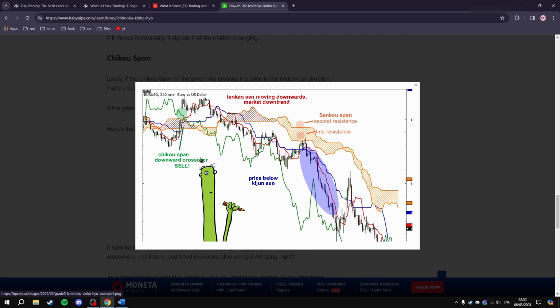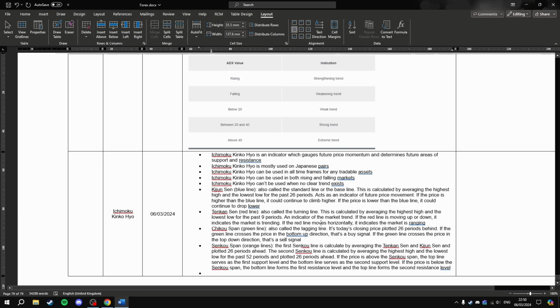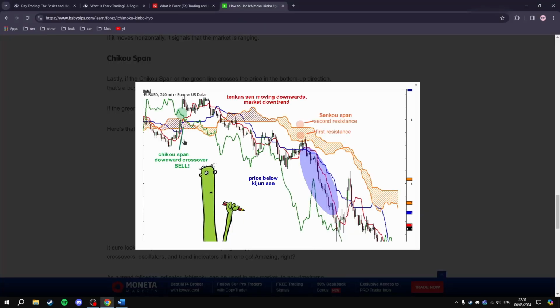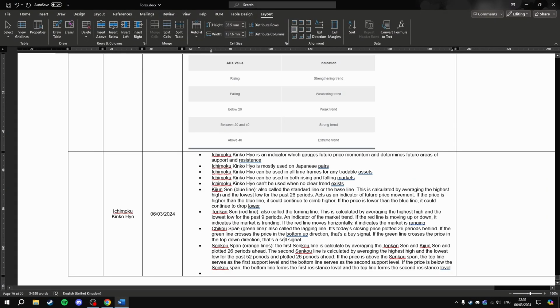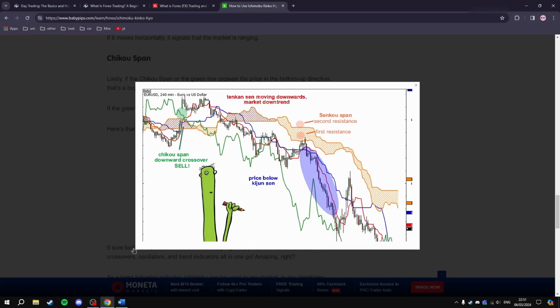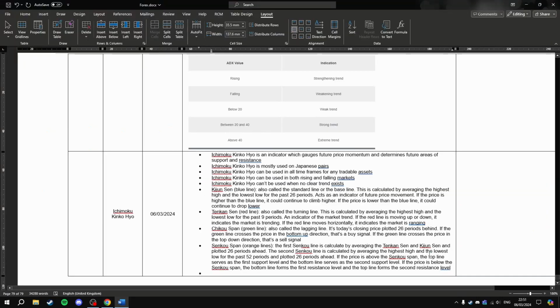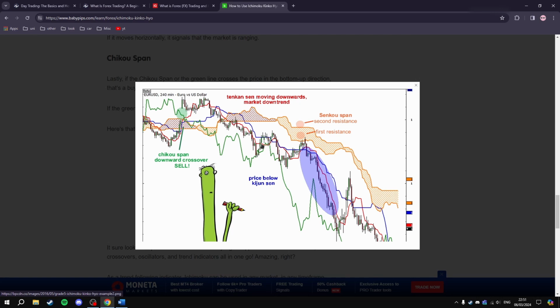Tenkan Sen moving downwards. Right, okay, so that's the red line, also called a turning line. If the red line is moving up or down, it indicates that the market's trending. So red line's here. If it moves up or down, so that bit here is going down, so the market is going downwards. Market downtrend, right.